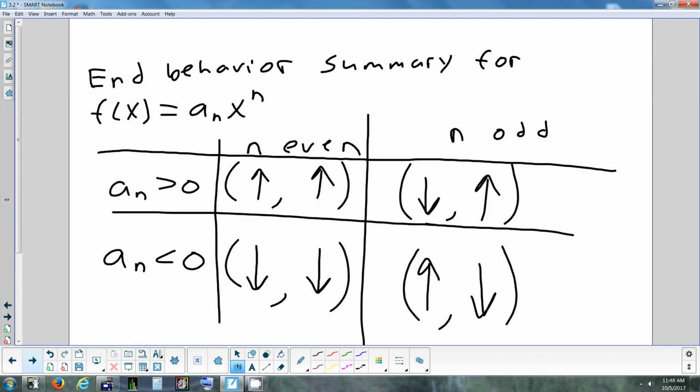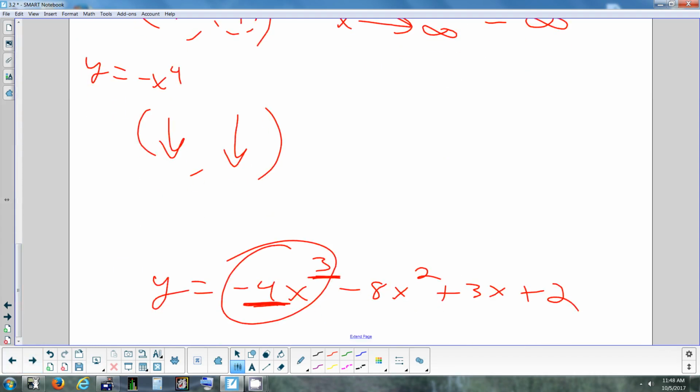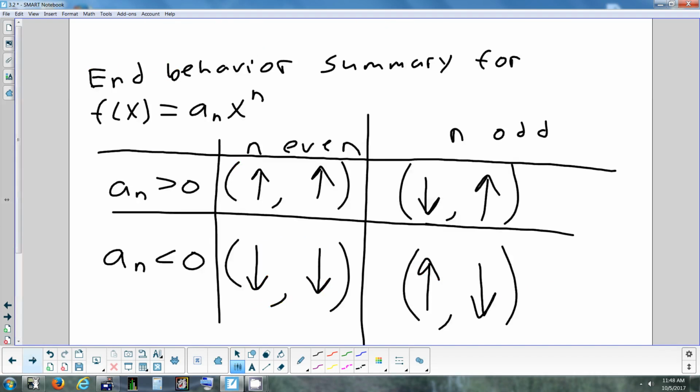So would that be down, down? That would be, let's see, that's a cubic, so odd always has one of each. And a negative in front would be the opposite of that. So it would be up, down. Up on the left, down on the right. And what I just did is I went through that chart in my head. It was this one. The number in front was less than 0, and the exponent was odd. Once you know that chart, then you can figure out the end behavior for anything you want.